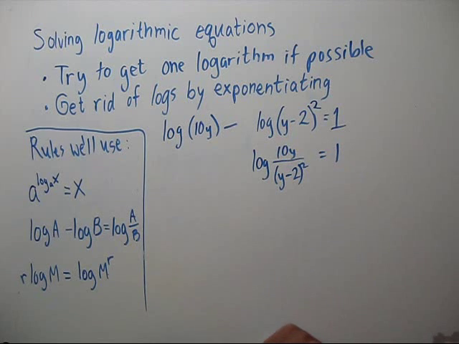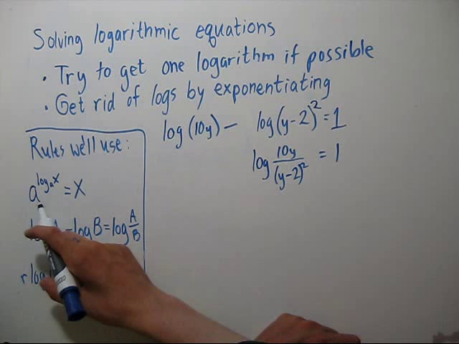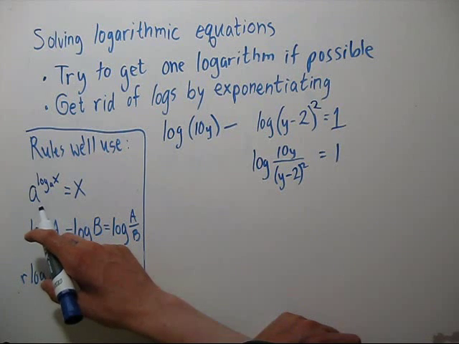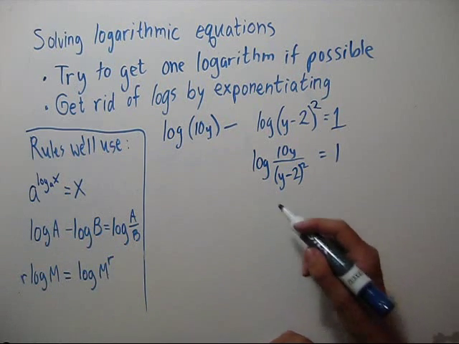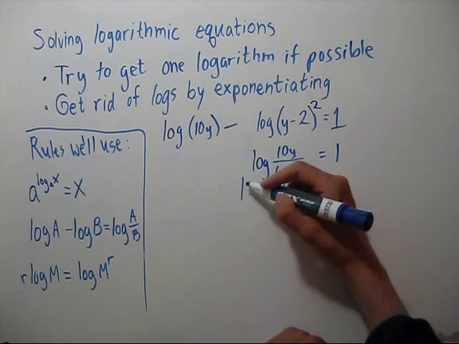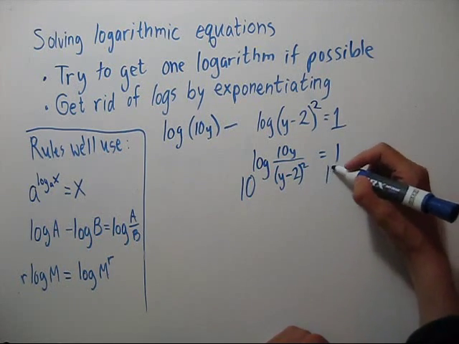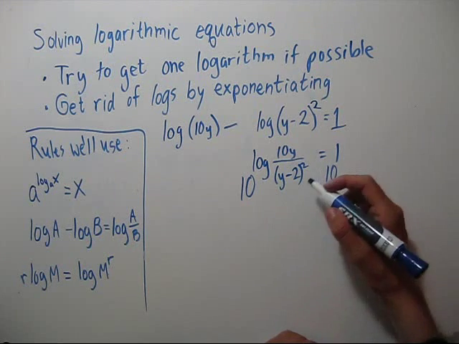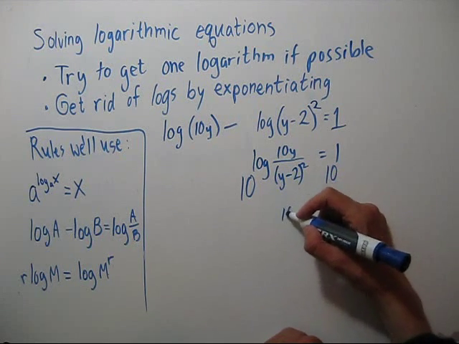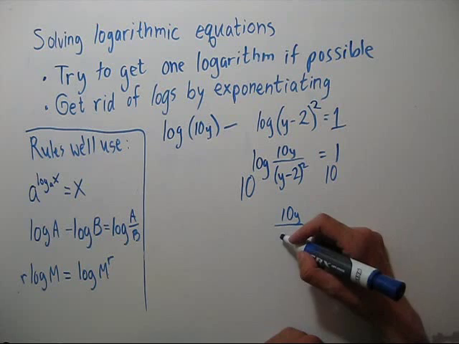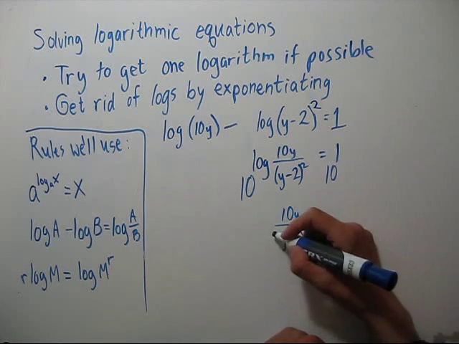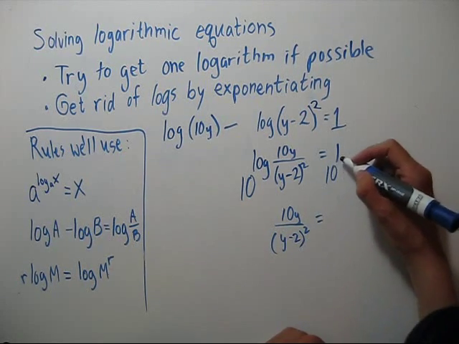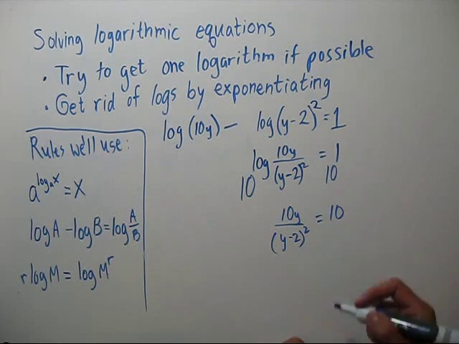To get rid of a log, we exponentiate by the base. That's so we can use this. Our base here is 10. And if we do it to one side, we need to do it to the other side. So this becomes 10 to the y over (y minus 2) quantity squared. 10 to the first power is 10.